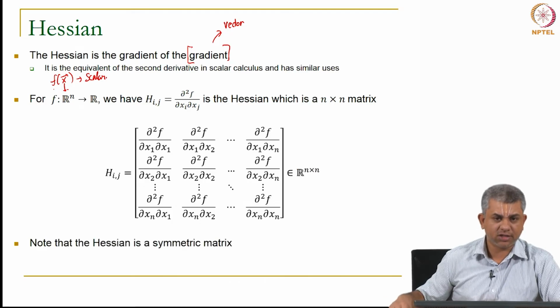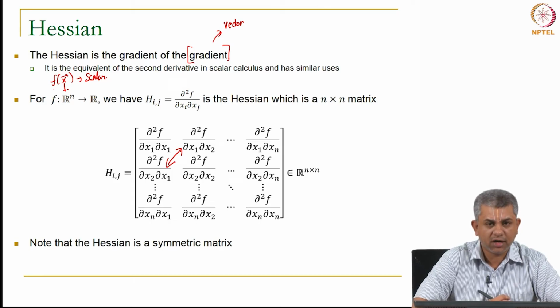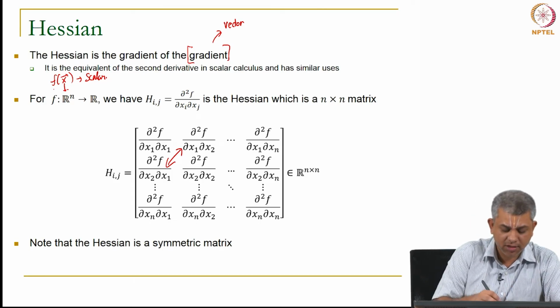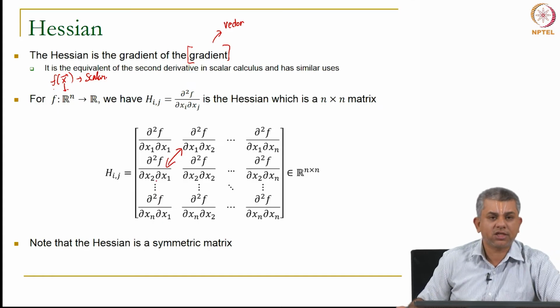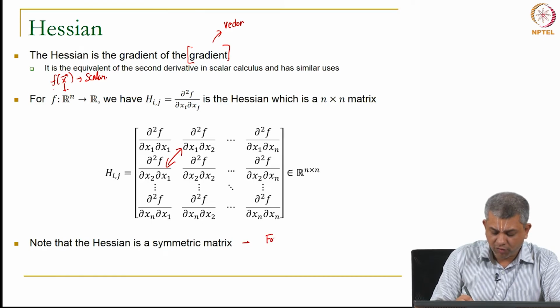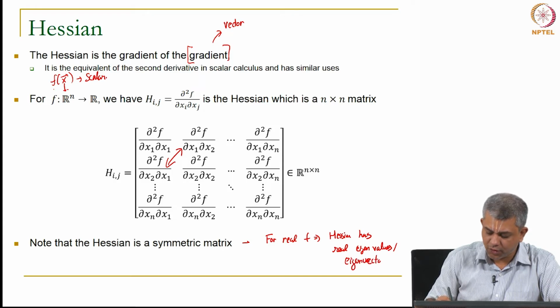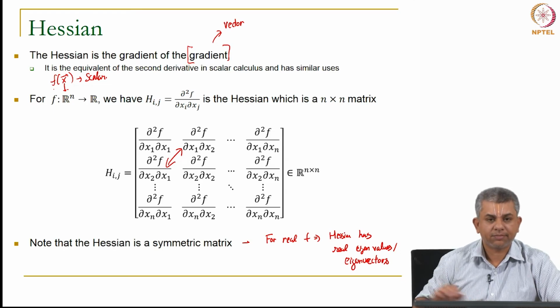You can also notice that this is a symmetric matrix. Notice that these two derivatives are the same. Del square f del x 1 del x 2 is the same as del x 2 del x 1. So, Hessian is a symmetric matrix, and from our linear algebra we would know that for real f, this means Hessian has real eigenvalues, and eigenvectors. So, we will use this property a little bit later.